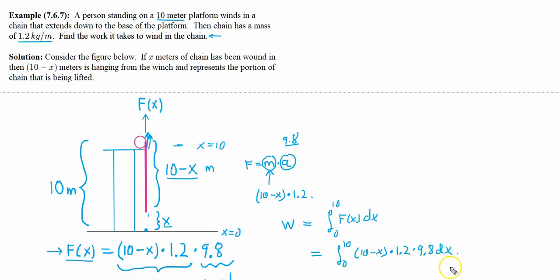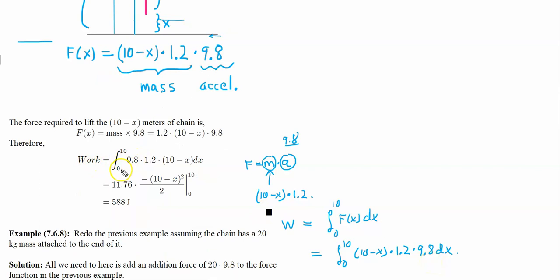And there we go. That's all you have to evaluate. Now that's fairly easy to evaluate. You can do that by hand or with a calculator. And what you'll get is this. You see the work is the integral from 0 to 10 of our force function right here. 9.8 times 1.2, that's going to be 11.76 times the antiderivative of 10 minus x, which is going to be negative 10 minus x, the quantity squared, over 2.